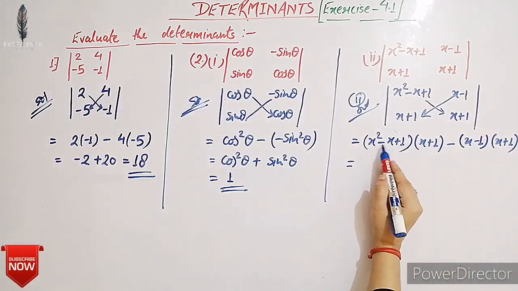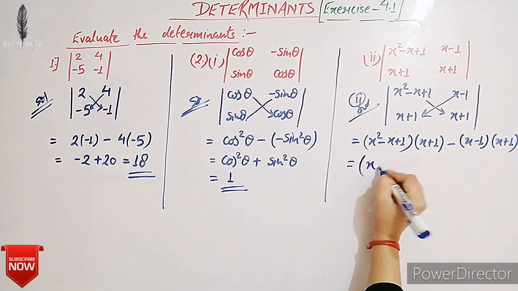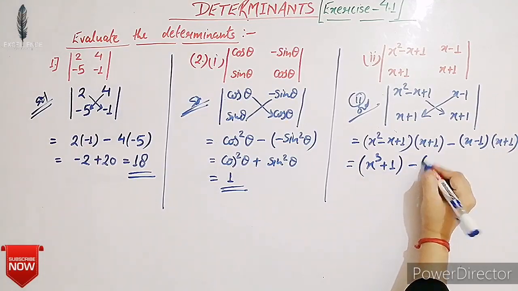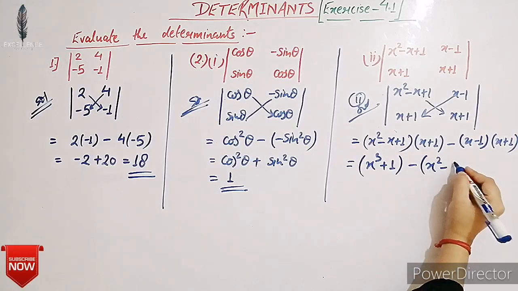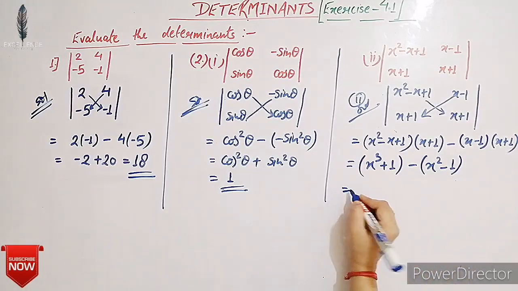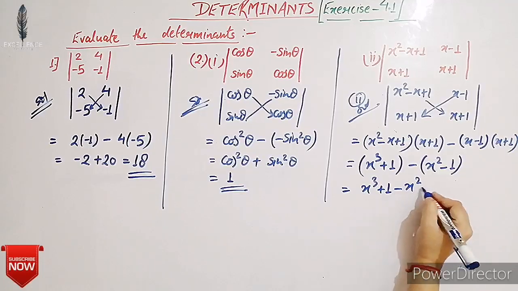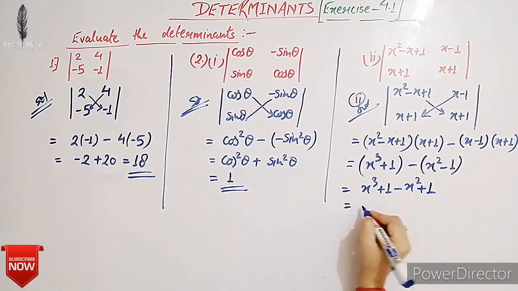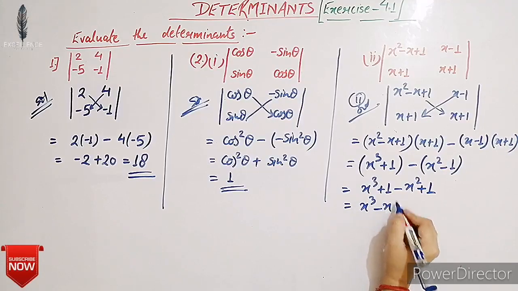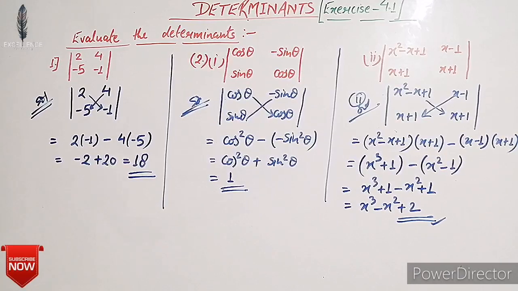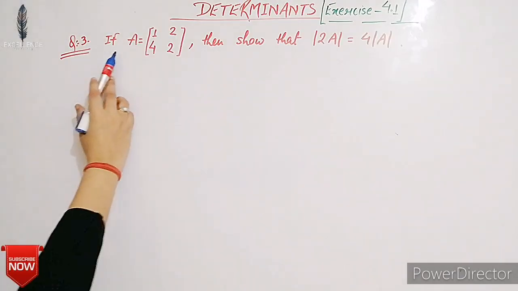It is the identity of a cube plus b cube. So here we can write it as x cube plus 1, minus, here a minus b into a plus b, that is a square minus b square, so x square minus 1. Then we get x cube plus 1 minus x square plus 1. So it is equal to x cube minus x square plus 2. Okay, clear?